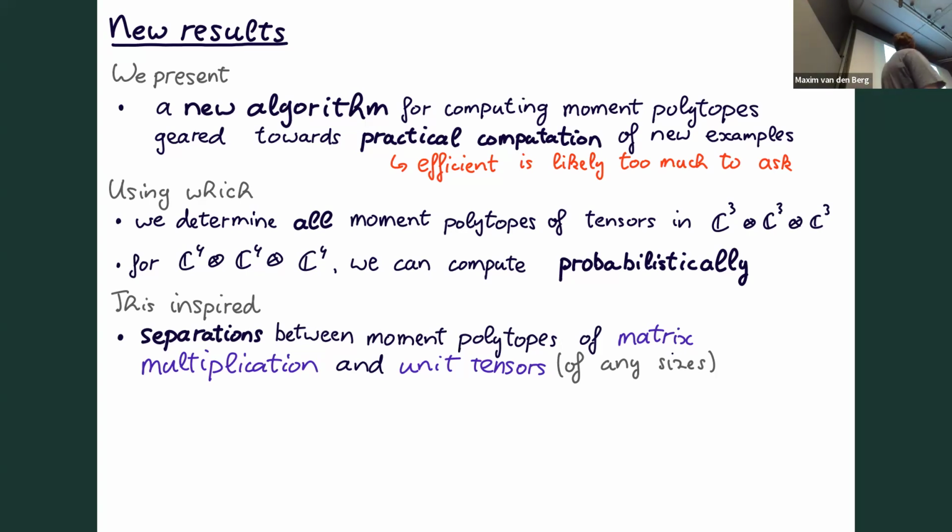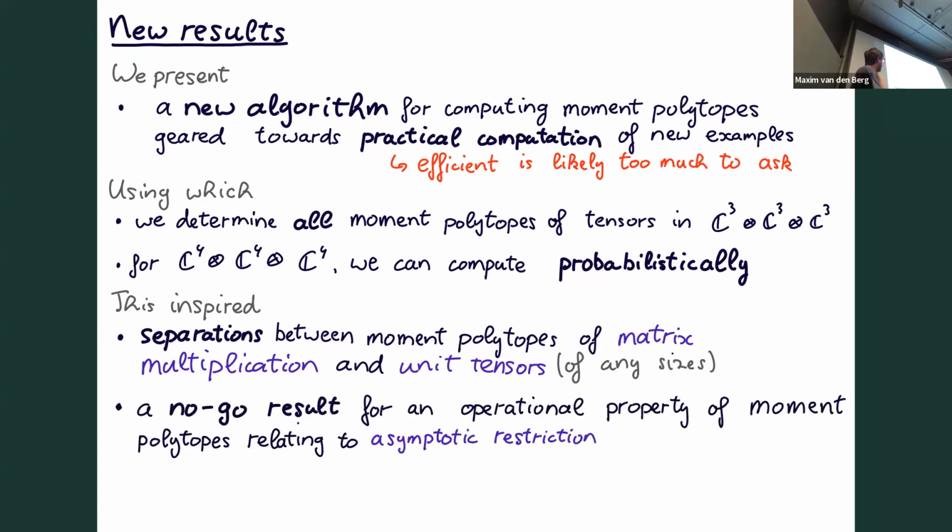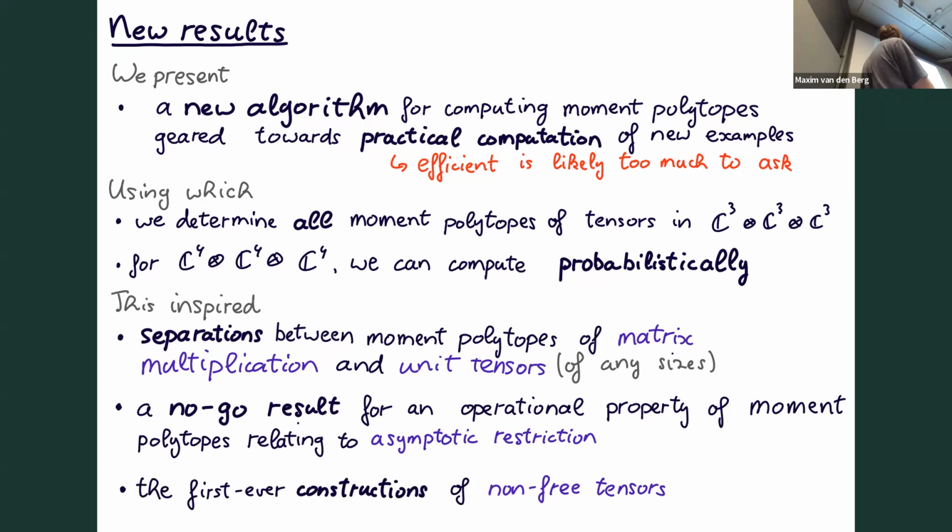So we are able to find separations between the moment polytopes of matrix multiplication and unit tensors. We found some no-go results, some operational results with moment polytopes related to asymptotic restriction. I'll talk a little bit more about this later. And also one last thing, which was maybe a bit more surprising because it's not directly related to moment polytopes, is something about non-free tensors. I'll talk about it if I have free time, but if I don't have time, I don't think it's okay.